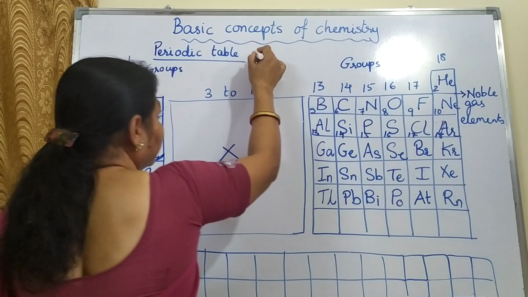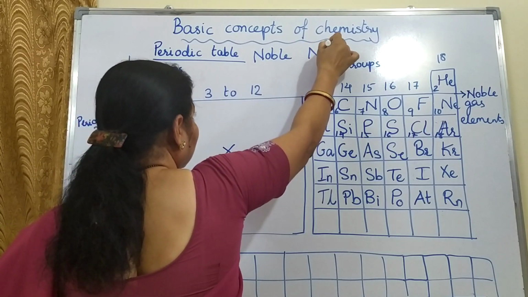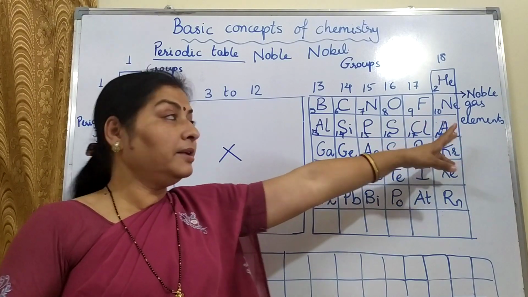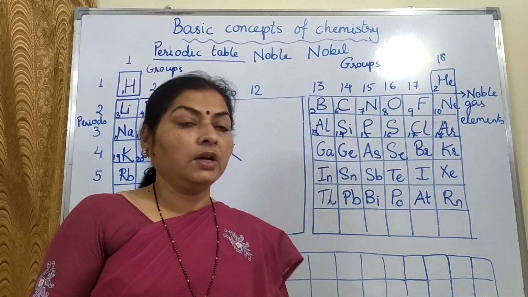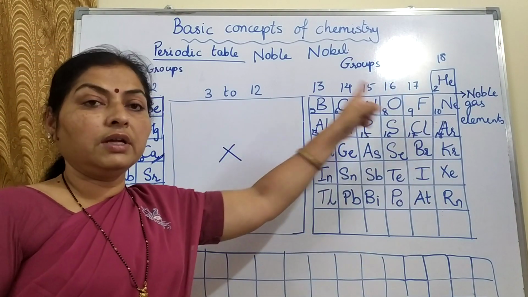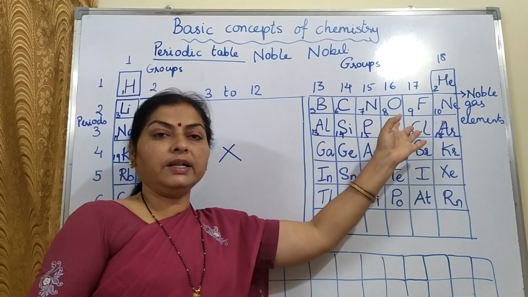So there is a difference between noble and noble. Don't use the spelling "noble" for these noble gas elements. Noble is someone who is ideal. So these are the ideal group elements. In the last period we discussed that every element wants to become just like a noble gas element.